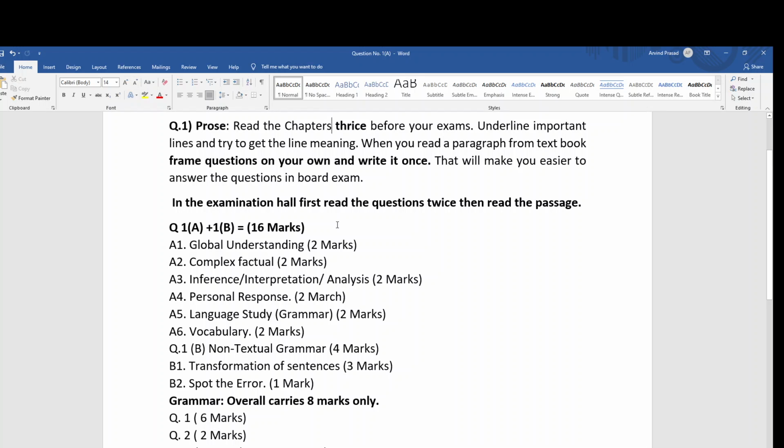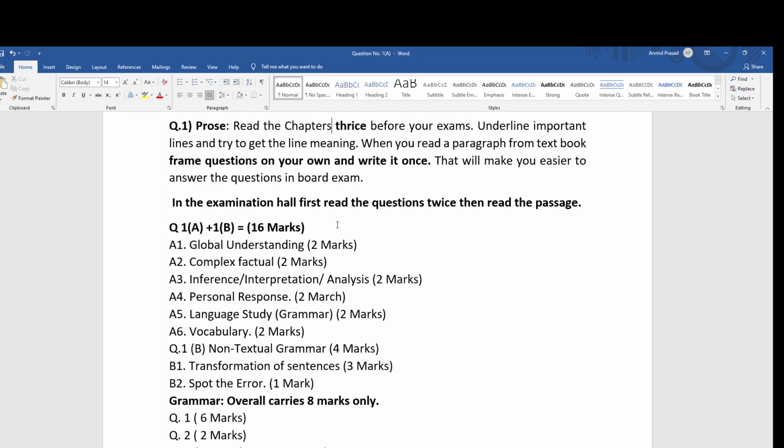In the examination hall, first read the questions twice, then read the passage.